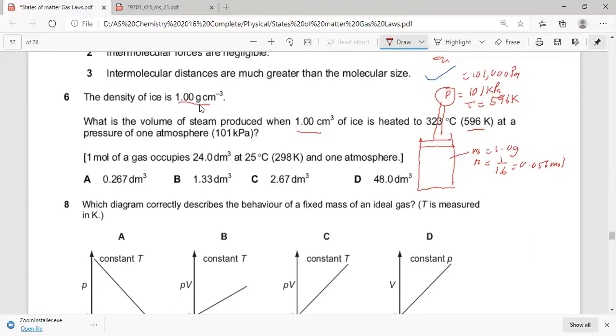Okay, so PV equals nRT. To find the volume V, it equals n, the moles, which is 0.056, times 8.31 times your temperature 596, over your P, which is 10100. You solve it out and you will get the answer.